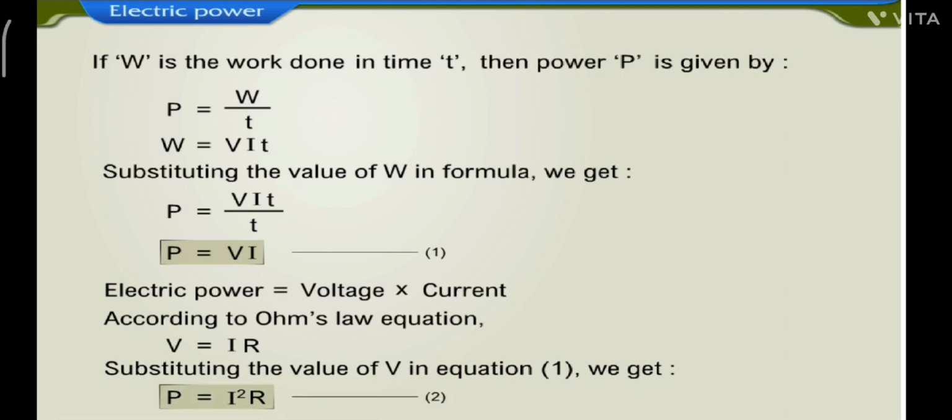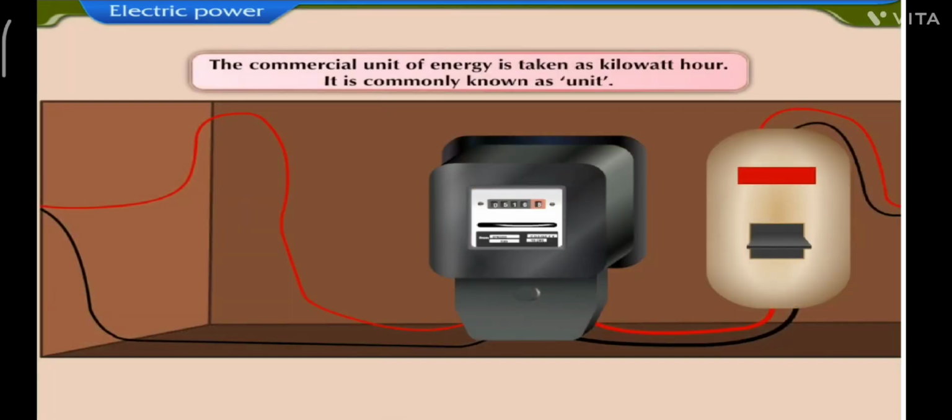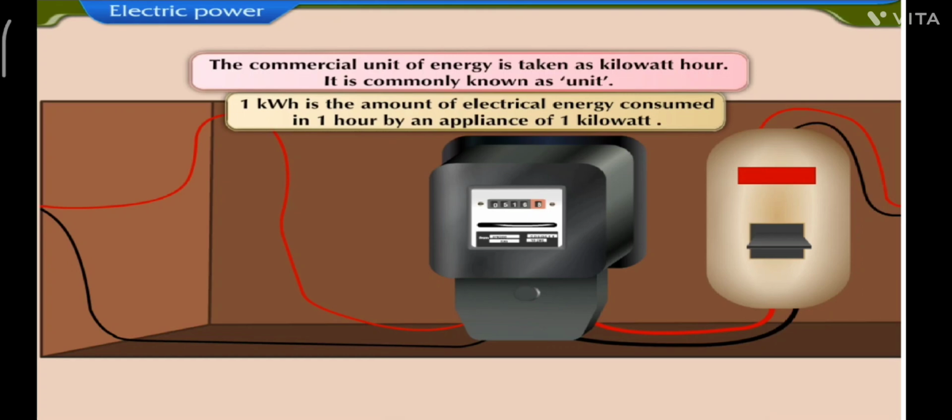Let us define the commercial unit used for electrical energy consumed. The commercial unit of energy is taken as kilowatt hour. It is commonly known as unit. It is the amount of electric energy consumed in 1 hour by an appliance of 1 kilowatt.